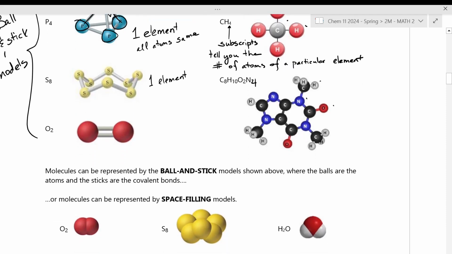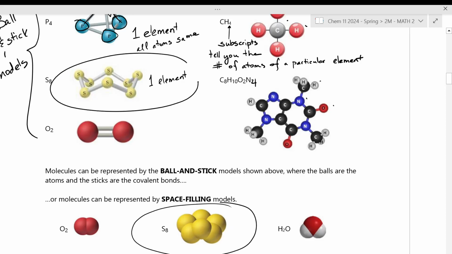Molecules can be represented by the ball and stick model shown above, or do you see the difference here? We have sulfur and sulfur. This is more accurate, but harder to figure out who's in the molecule, yes? And we call those space-filling models, okay?